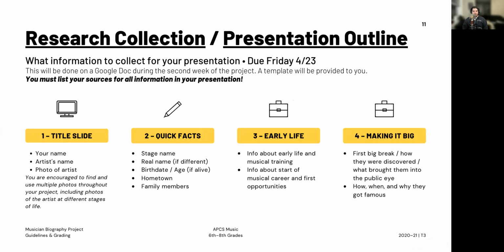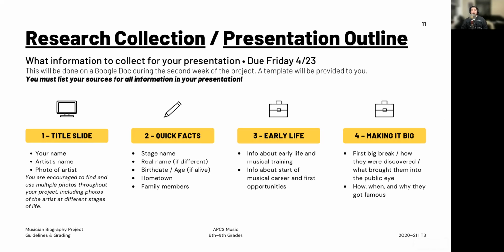So research collection and presentation outline. This research collection assignment will also act as your outline for the presentation. It will have on it everything that your presentation needs to have, even if it doesn't need to be on that document when it needs to be turned in. More on that will come later, but for now, let's dive in here. So this will be done on a Google Doc during the second week of the project, and a template will be provided for you. You must list your sources for all information in your presentation.